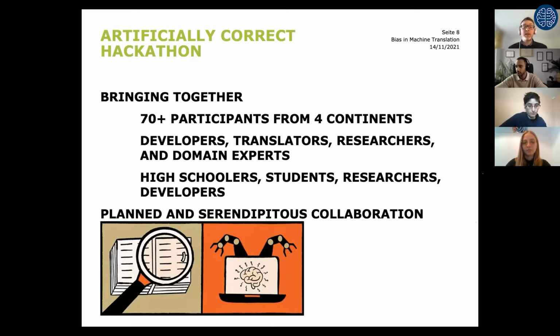Well, bringing this all together, about 70 participants from 4 continents were involved in the hackathon, bringing together developers, translators, researchers, domain experts. And we saw even high school students, so 16, 17-year-olds, all the way up to postdoctoral researchers and professional developers.